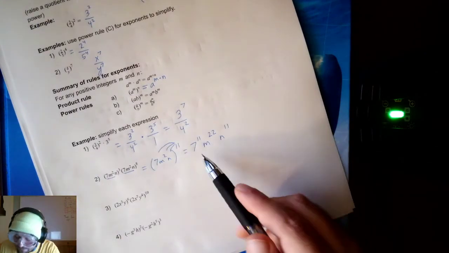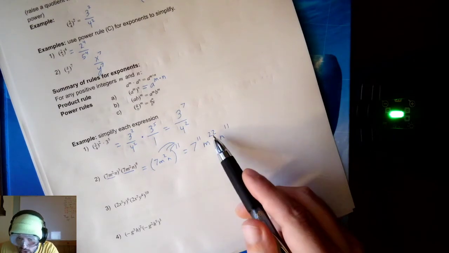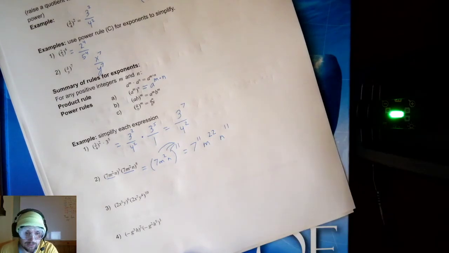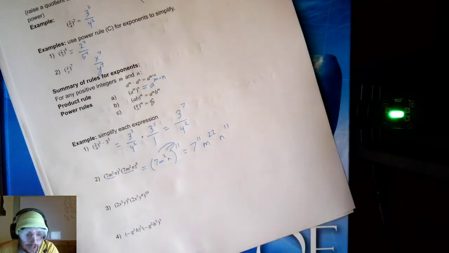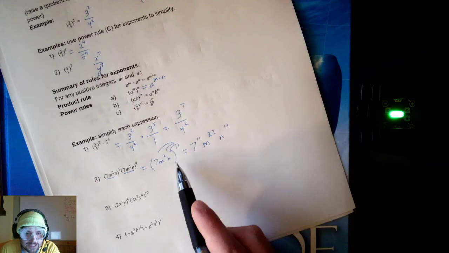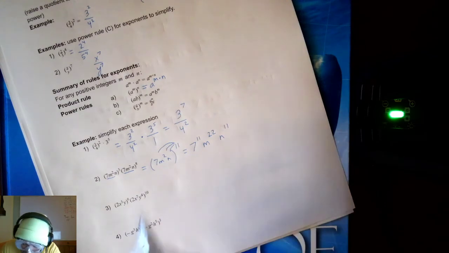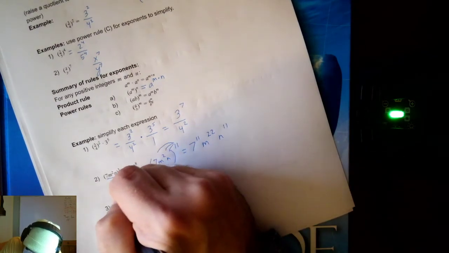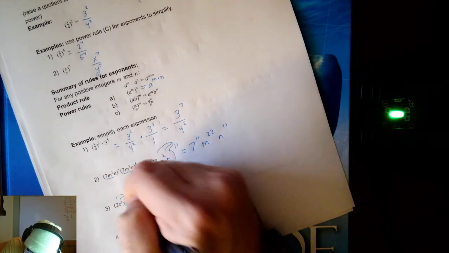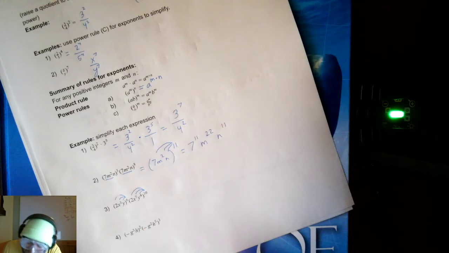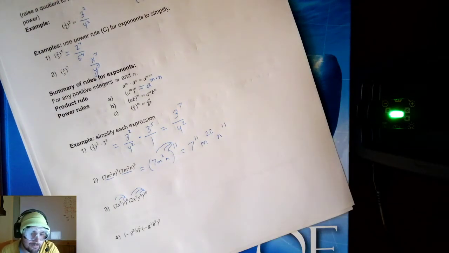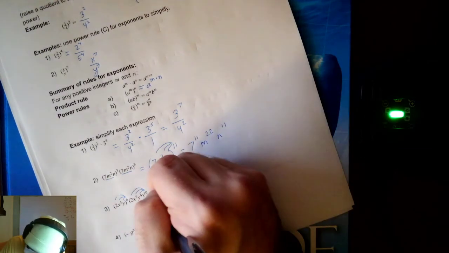So my problem simplifies to 7 to the 11, M to the 22, and N to the 11. Now, I cannot do the same thing here, can I? I cannot use that same trick. These are not the same base. So here, I must distribute first. I need to clear those parentheses out. They are not the same base, so I need to be careful with that.